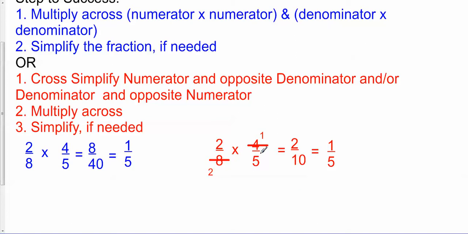Then I go back up here, multiply across. 2 times 1 is 2, and 2 times 5 is 10. Now I can still simplify, and I would divide them both by 2, I get 1/5. So really you have a choice. You can simplify in the beginning when the numbers are small, like here, or you can simplify at the end when the numbers are large, like here. So in the beginning or in the end. Either way, you're going to have to simplify.